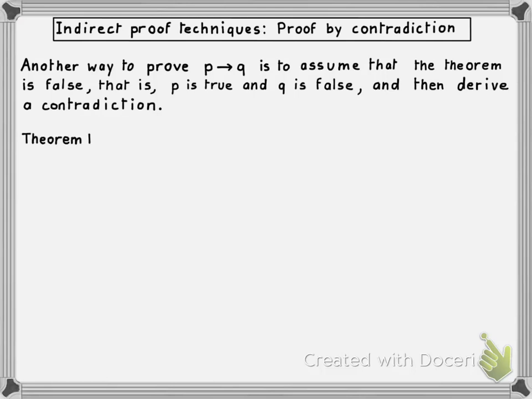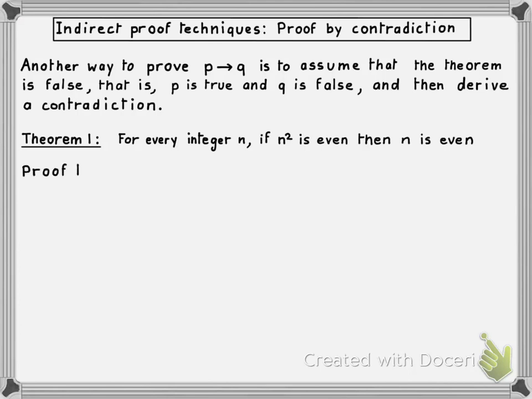So again, we're going to use the same theorem to illustrate this proof technique. But this time we're going to write a proof by contradiction. Now notice we don't really need that proof technique in this particular case, since we were already successful in proving the theorem using a proof by contraposition. But you could have tried a proof by contradiction first, and so let's do this one here.